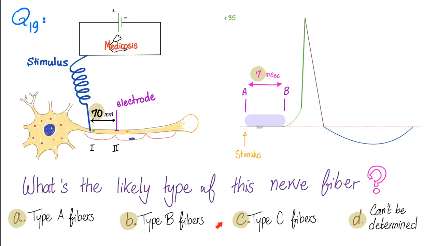Question is, what's the likely type of this nerve fiber? Is it type A, type B, or type C? Or, hey, Medicosis says, is this even answerable? Yes, indeed. Try to think. Let me know the answer in the comment section. You'll find the correct answer in the next video.